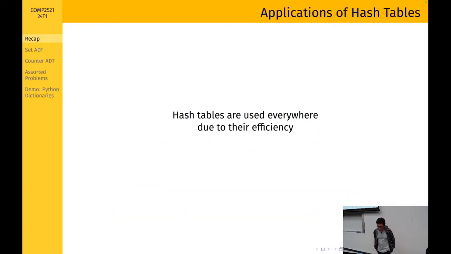Hash tables are used pretty much everywhere, due to not only their efficiency, but also the need to store key value pairs to solve problems. They're provided by the standard library of many programming languages. For example, Python provides a hash table data type, which is actually called a dictionary. C++ provides the map and unordered map data types or containers, and Java provides a hash map, and so on.